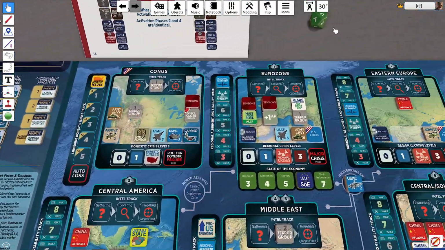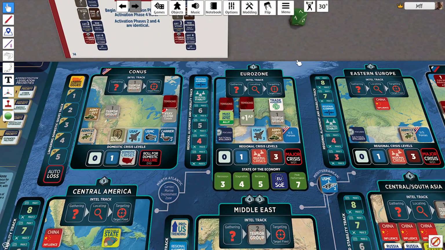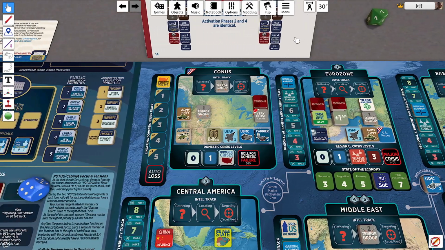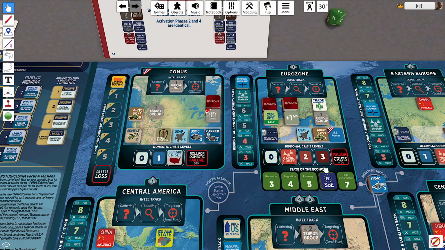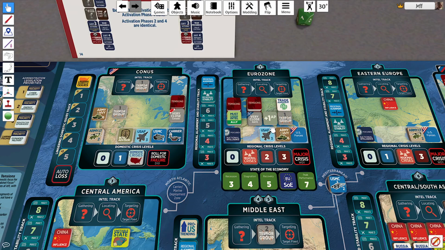Then for the Eurozone, we rolled a 7. -1 to crisis. That's good. I'll take that. Now we activate NATO, which has a +1 AP. I'm going to just check their chart real quick. They'll do a cyber attack because they have all the tensions. So I'm not going to waste actions on that. What can I do? They can only act here or Eastern Europe, I believe.